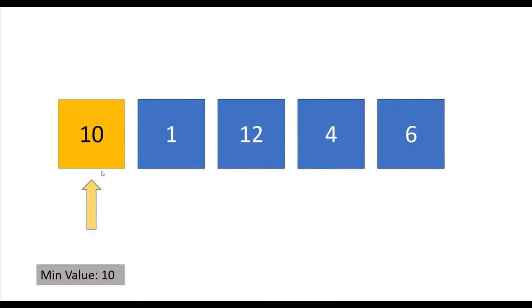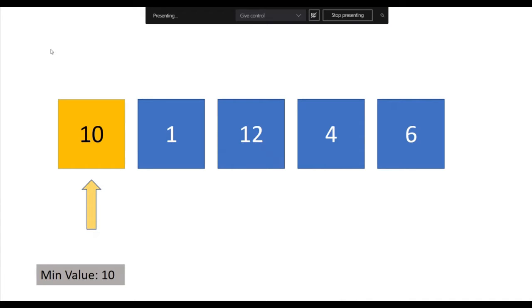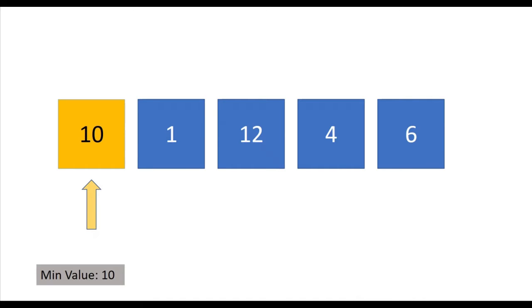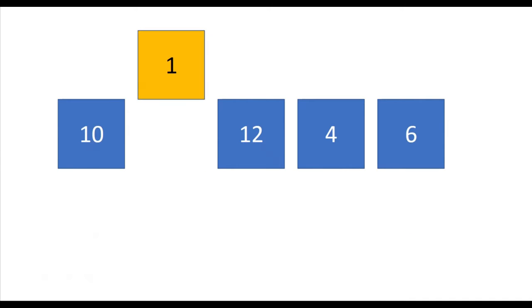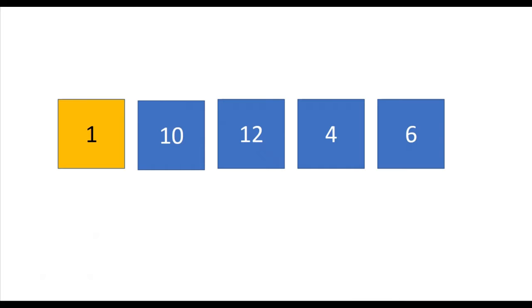Right now, 10 is our current minimum value because it is in the left part. So we compare the minimum value, which is 10, with the next element in the array, which is 1. 1 is smaller than 10. So right now, our current minimum value is 1. And then we compare the minimum value, which is 1, with the next elements in the array, which are 12, 4, and 6. 12, 4, and 6 are greater than 1. So there is no change in the minimum value. So 1 will be swapped with 10. So we will move to the next part.